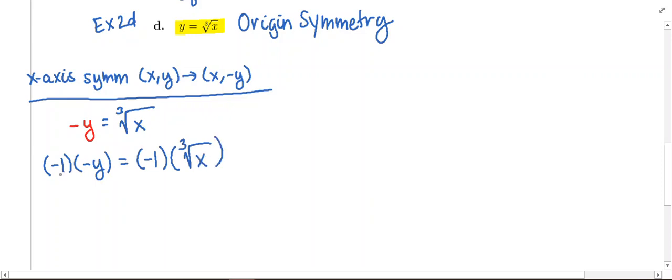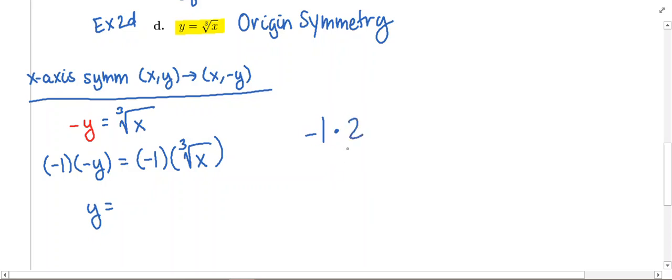All right, so on the left side, -1 times -y is going to be positive y. So the question becomes, what happens to the right side here? That radical may confuse things for you. So think about it. If you have -1 times something, it doesn't have to be anything complicated. Think about just a number.